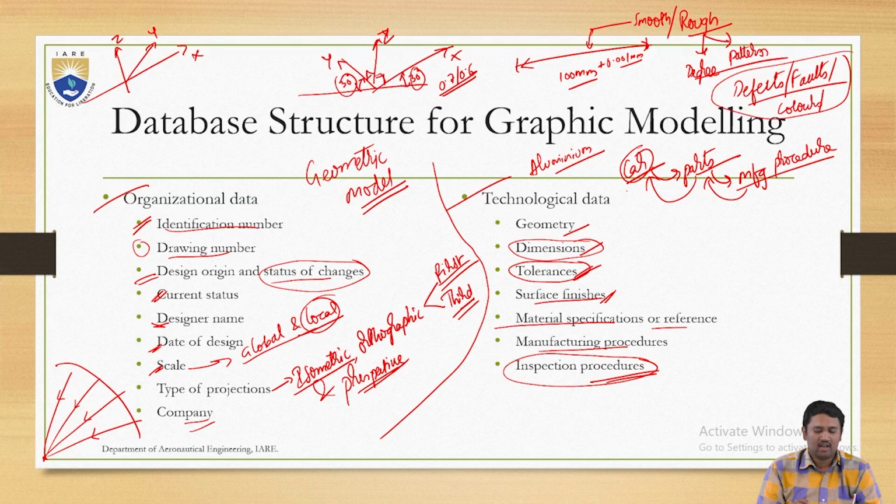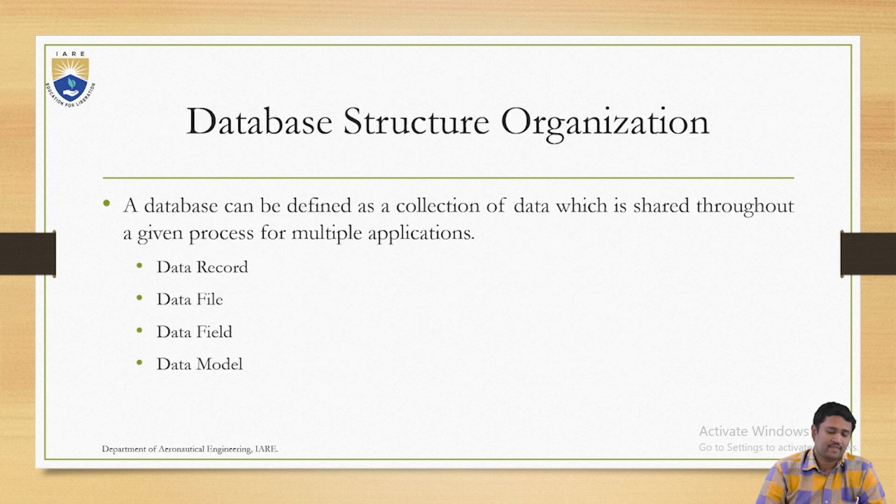You are looking after these under technological data. Now, all this data, what we organize, can be clearly identified when you're considering a simple product as an example. Now, what is a database? It is basically a collection of data which is shared throughout the process. Whenever required, we take it up. Whenever we are modifying, we can update it, refill it, or revisit it, everything.